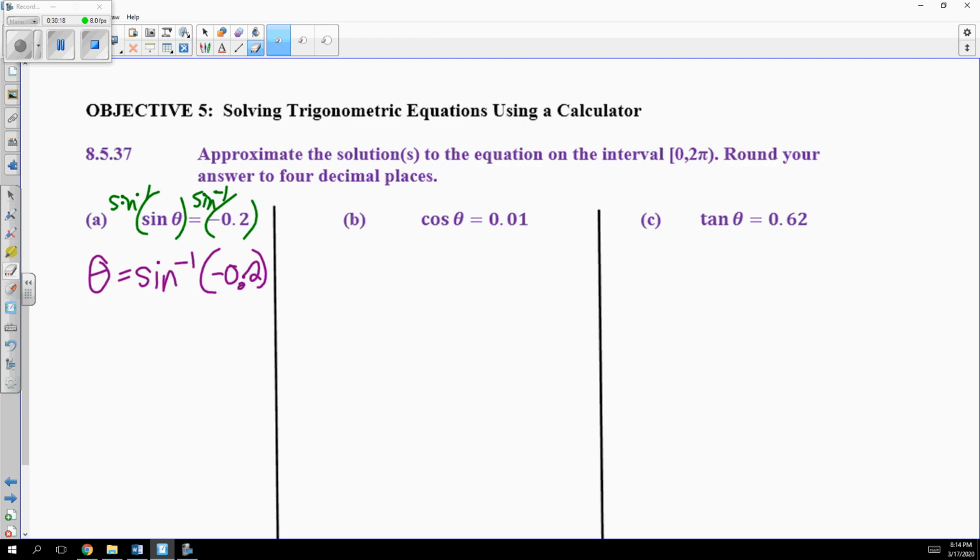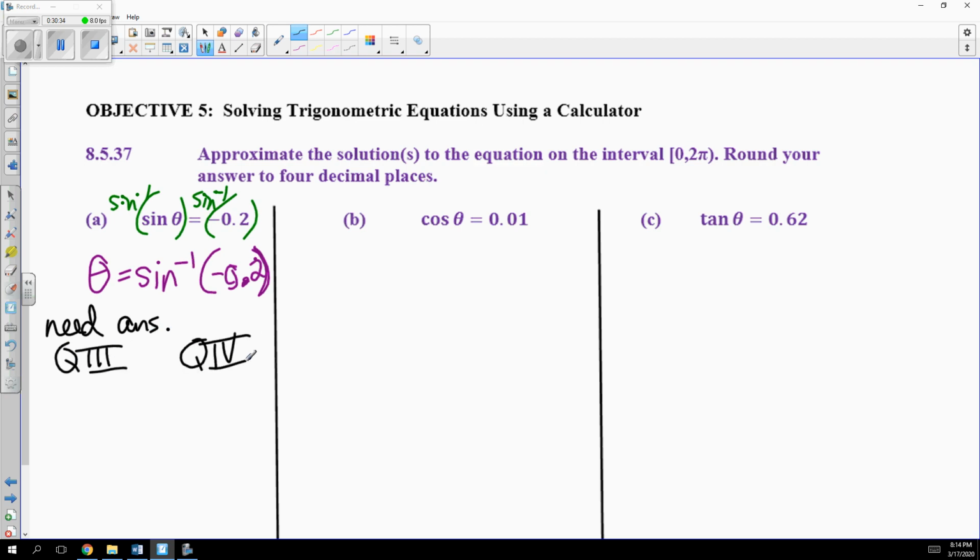So I am looking for answers in quadrant 3 and in quadrant 4 where sine is negative. Need answers in quadrant 3 and quadrant 4. Here's the hard part. Remember, in this case, we're only going to do the interval. You're not going to have to do general solutions, not with your decimal and your calculator. The challenging part is that when you type this into your calculator, it's going to give you a negative angle that lies in quadrant 4. So please make sure that your calculator is in radian mode, and mine's not, so I got to convert it.